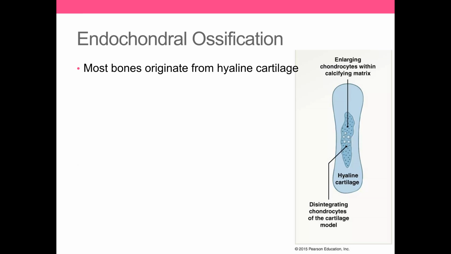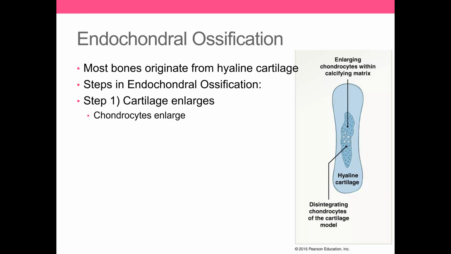So most bones start from hyaline cartilage. That's one of your three cartilage types. And the hyaline cartilage will initially form and look like a little mini model of the skeleton with all of the bones there, but they will be made of cartilage instead of bone. So to make those cartilage mini models into bones, we have to go through several steps. So the steps in endochondral ossification are, at the beginning, the cartilage starts enlarging. So the chondrocytes, remember these are the cells that you find inside of cartilage, will enlarge within the matrix, making these little bubble-like structures. So the lacunae will get larger, the chondrocytes will get larger.